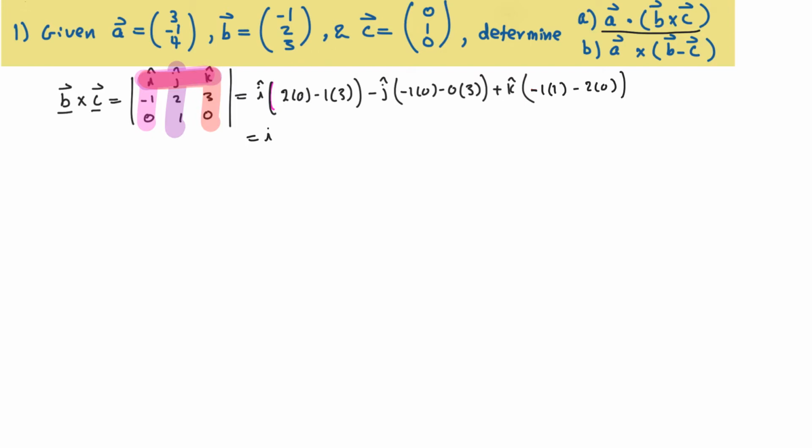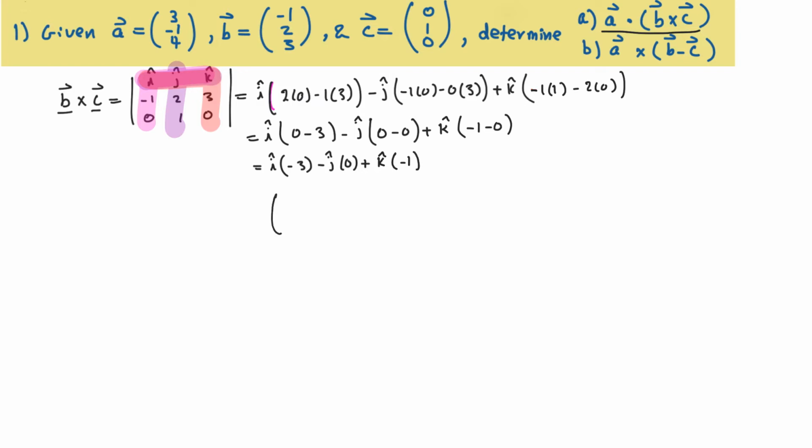We will get I, or unit vector I, 0 minus 3, minus j, unit vector j, 0 minus 0, plus unit vector k, negative 1 minus 0. And that will simplify to negative 3 here, minus j times 0, which is just 0, plus unit vector k times negative 1, meaning that our final vector will have an x component of negative 3, y component of 0, and a z component of negative 1.